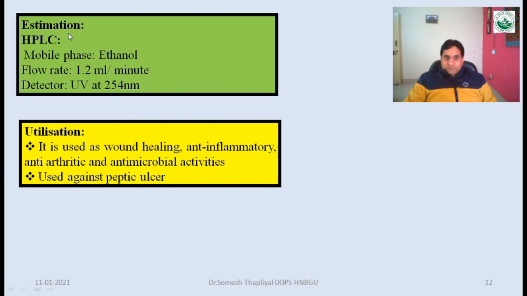And so by the area under curve and concentrations of the standards, we can calculate the content of the curcumin by using the regression equation, similarly as in the last drug we discussed. And if you see the usage of curcumin, wound healing, anti-inflammatory, anti-arthritic and antimicrobial activities have been reported, and it's also used against peptic ulcer.